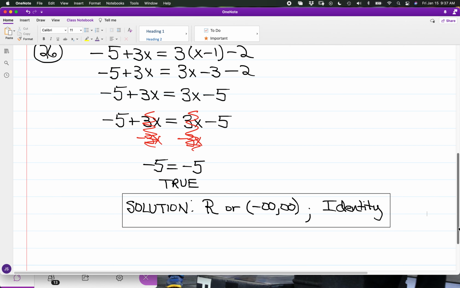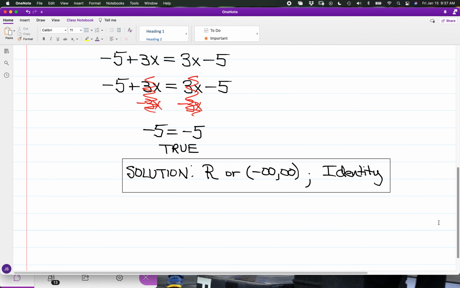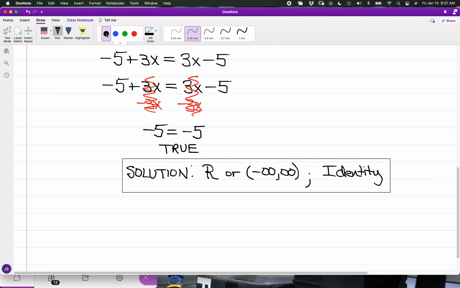Now for what we have in the case of number 28, and this is one that we can work on in various ways. And here we're working with fractional coefficients. Now we have 2/3 of y minus 5 is equal to 1/6 of y minus 4.